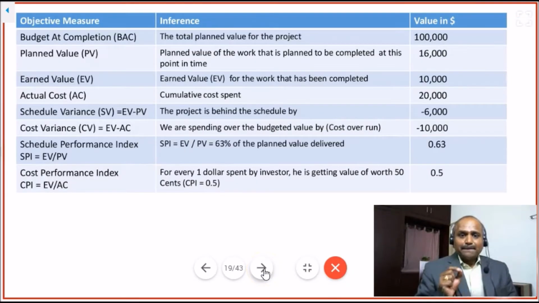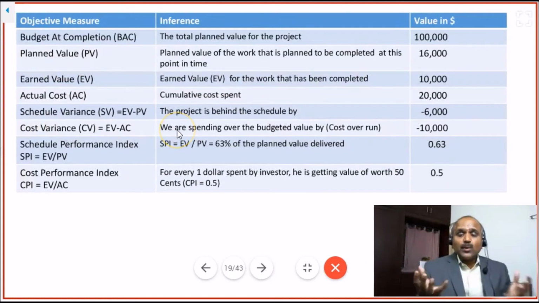It says budget at completion is $100,000. That means total planned value for the project is $100,000. Planned value at the end of sprint 2, that is, planned value of the work that is planned to be completed at the end of sprint 2, is 16,000. How did we arrive at it? We added the planned value for sprint 1 and sprint 2.